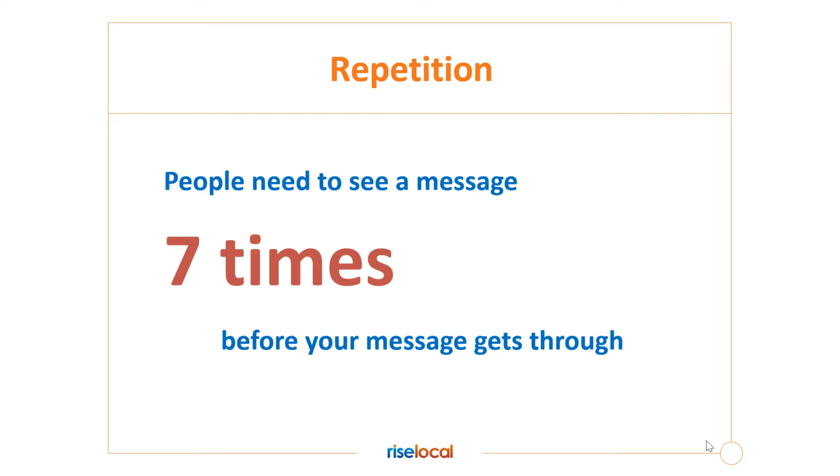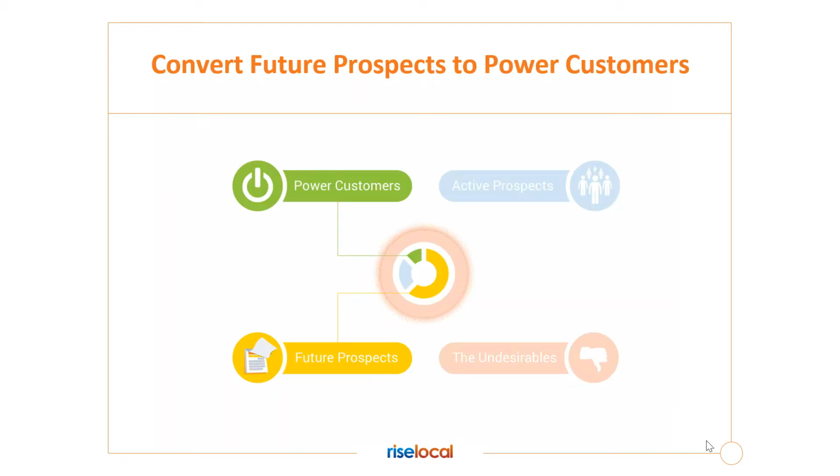And for smaller businesses, and before the internet, it could be quite difficult to get a message in front of someone 7 times. But now, with the advent of social media and all the various online properties that we can advertise on, achieving that goal of at least 7 times to get a message in front of someone is a lot cheaper and a lot easier than it used to be. All right, and the goal of this repetition is to convert future prospects into power customers.